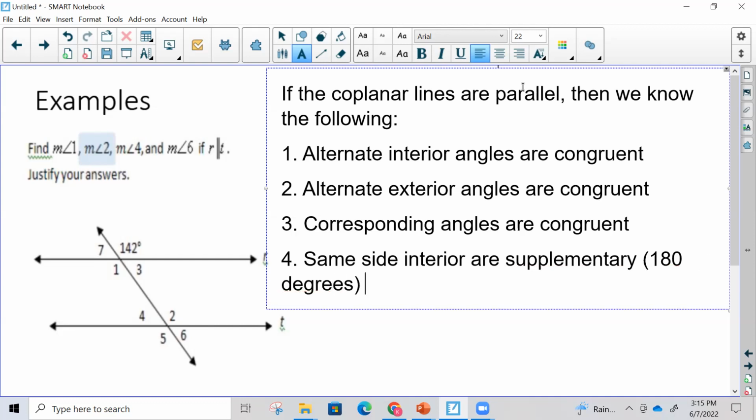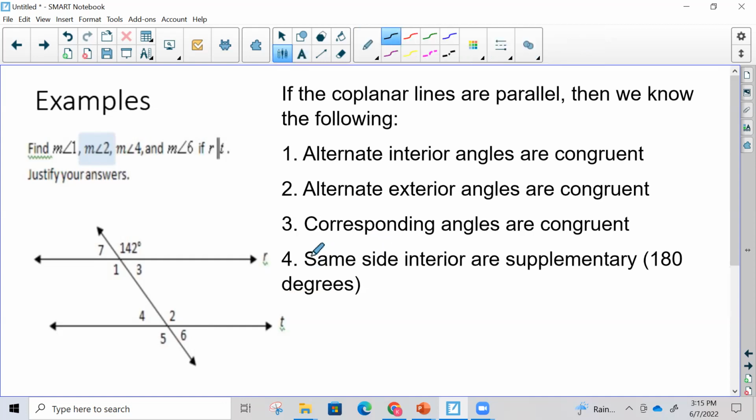So one way to remember is that the only one of these angle pairs that is supplementary is the one that starts with S. So same side interior is supplementary, S and S. Okay, all the rest are congruent.